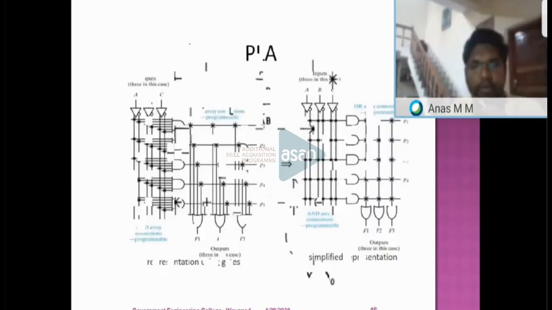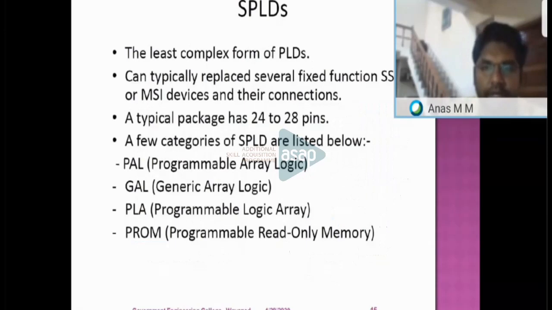So now we covered all three programmable logic devices. Now we will go to the industrial devices that use this kind of arrays. The first category is SPLD. This is the least complex form of programmable logic device. So programmable logic devices use PAL, PLA, or PROM, and depending on the complexity, we again classify them into SPLD, CPLD, and FPGA. The first classification is SPLD. SPLD comes under SSI or MSI, that means small scale integration or medium scale integration. Usually, in industry, 24 to 28 pin SPLDs are available. The categories are PAL, GAL, PLA, PROM. We use all these kinds of architecture or arrangement for creating SPLD.